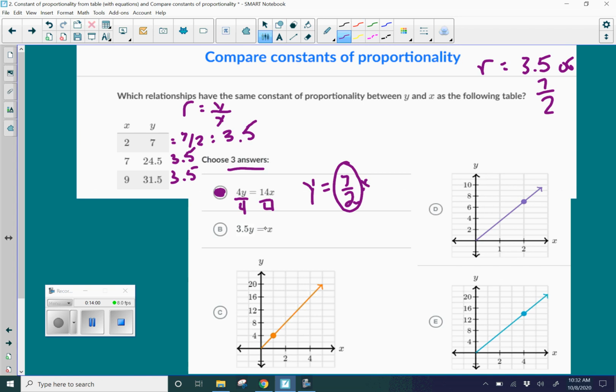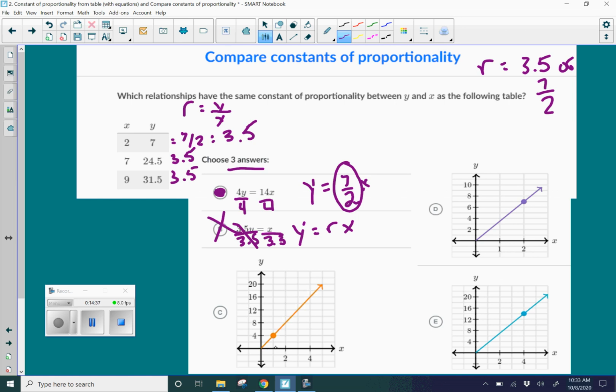Here we have, remember, your constant of proportionality should follow the equation y equals rx, which means your constant of proportionality should be with your x variable. So if I get y by itself here, I'm going to end up with 1/3.5, which means B is incorrect, because 1 divided by 3.5 is 0.2857. It goes on. It's a repeating decimal, so that one is incorrect.